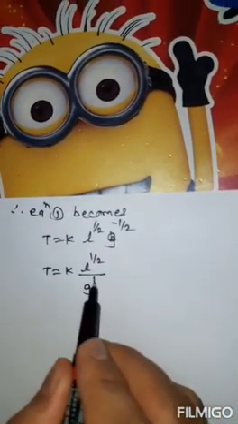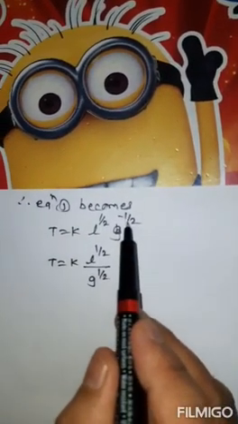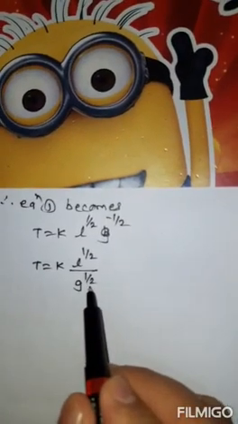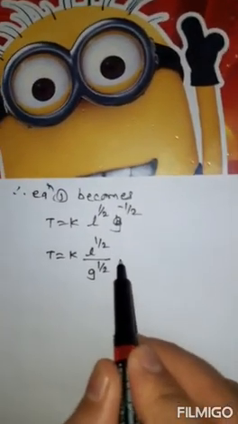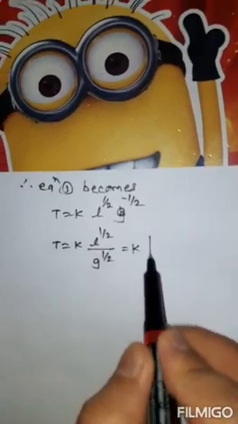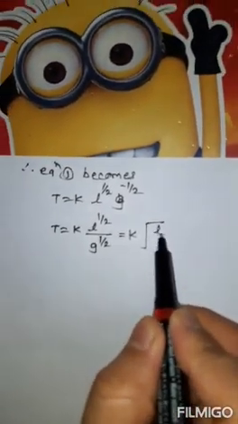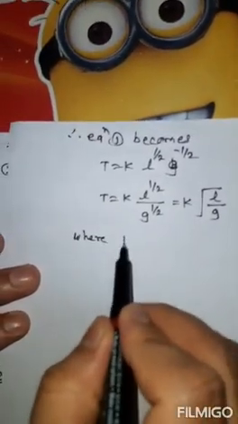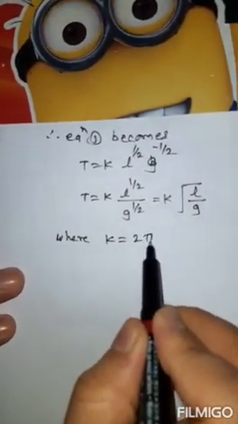So g raised to minus 1 by 2, when it goes to the denominator, becomes plus. Now what is the power 1 by 2? This power 1 by 2 we can write as a square root, or we can write this in another way, k into the square root of L by g, where k is the constant and it can be taken as 2 pi.